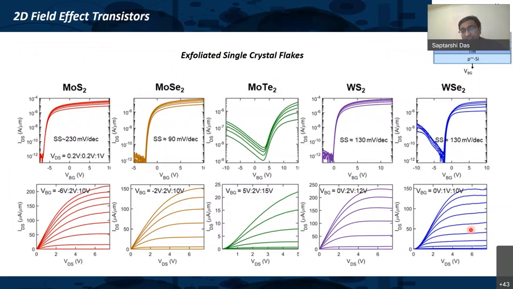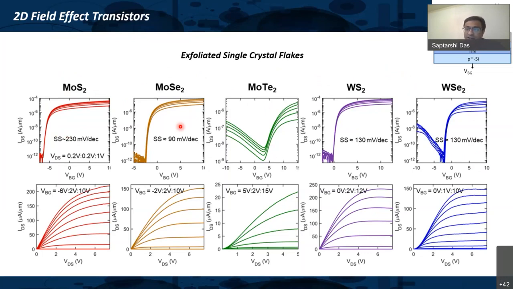We do really fabricate these devices. So we are primarily an experimental group. We go into the lab, exfoliate these materials, do e-beam lithography, put contacts, and make field effect transistors. And you can clearly see over here, molybdenum sulfide, molybdenum selenide, telluride, tungsten sulfide, tungsten selenide are all semiconducting materials. And they show very nice FET characteristics with large on-off ratio, reasonable mobility numbers, and large on currents. Which shows that these materials are really very promising.